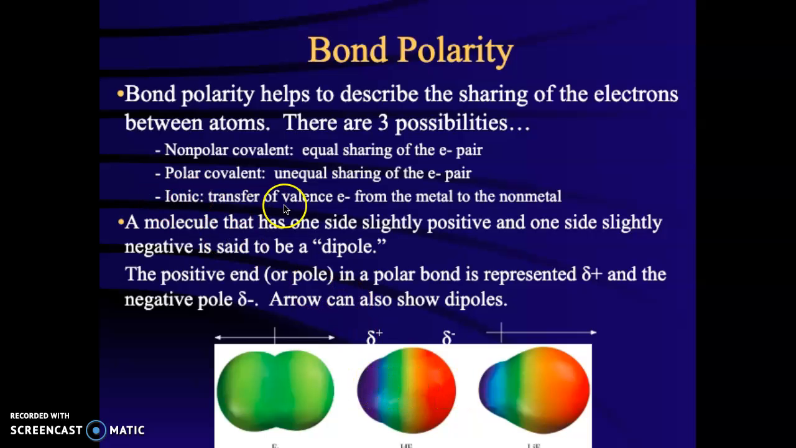And then last but not least is an ionic, and that's not sharing at all, right? So they're trading those electrons from the metal to the nonmetal. So we're seeing a huge distribution in the negative and positive charge.